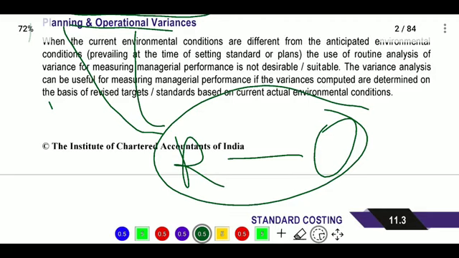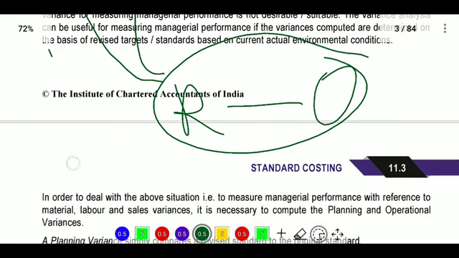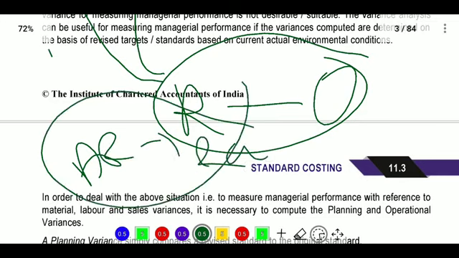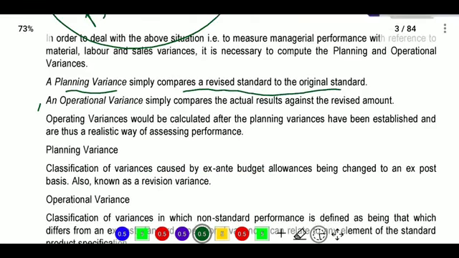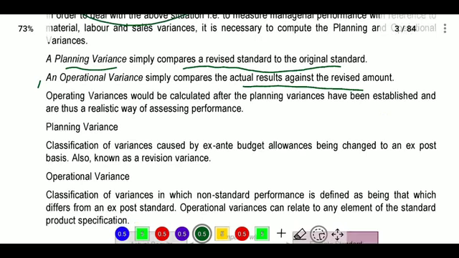Next, operational variance means simply the actual results against the revised amounts. This is operational variance, and the operational variance would be calculated after planning. So first we will see the planning variance. Operational variance is calculated after the planning variance, so first we will calculate the planning variance.